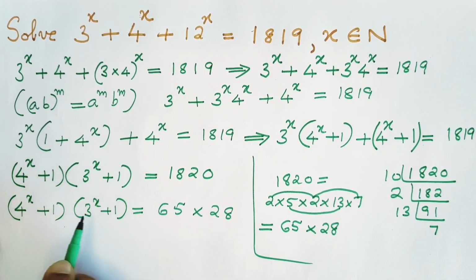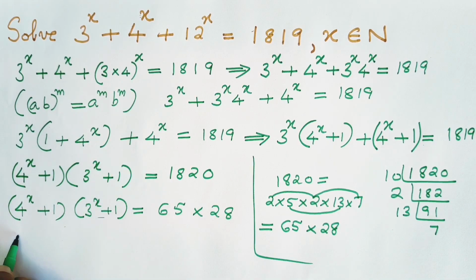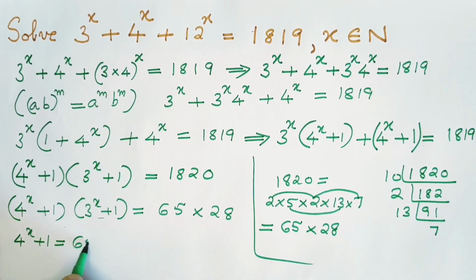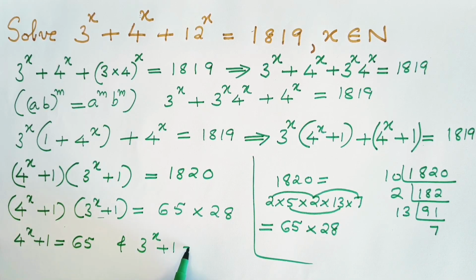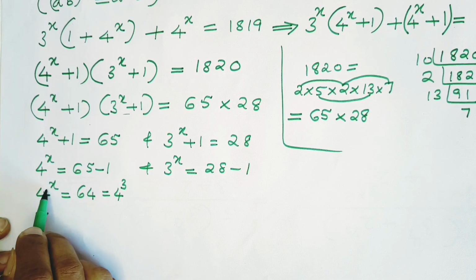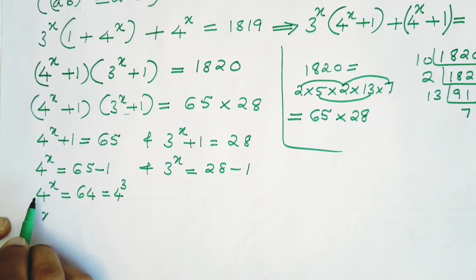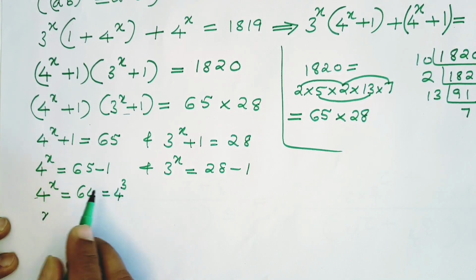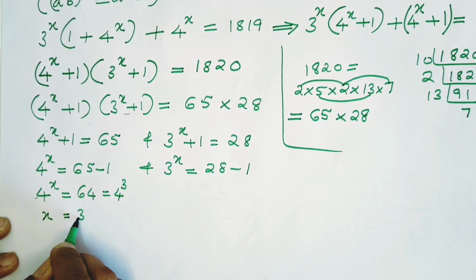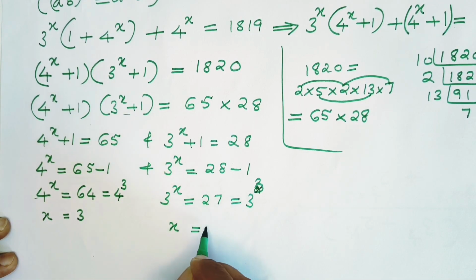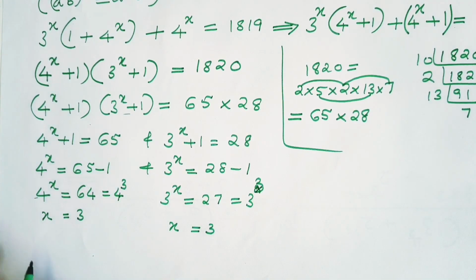Now equate the first term to 65, the second term to 28. So 4 to the power of x plus 1 equals 65 and 3 to the power of x plus 1 equals 28. Take 1 to the right side, it will be minus. Here also, 3 to the power of x equals 28 minus 1. This again on simplification, 4 to the power of x equals 64, which is again equal to 4 to the power of 3. Now you have the same base. We will equate the powers. You get x equal to 3. Doing the same thing here, x equals 3. You have again x equal to 3. So the final solution is x equal to 3.